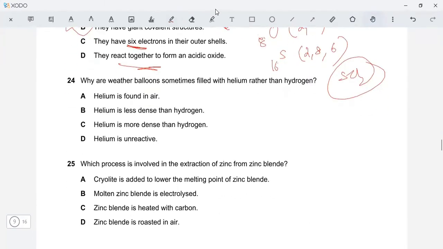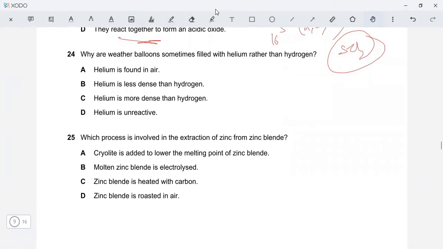Okay. 24. Why are weather balloons sometimes filled with helium rather than hydrogen? Look at this: helium is found in air, because of that they use it? Not at all. Helium is less dense than hydrogen. This is not going to be correct. Helium is more dense than hydrogen. This is also not correct. This is not the reason why we fill the balloons with these gases.